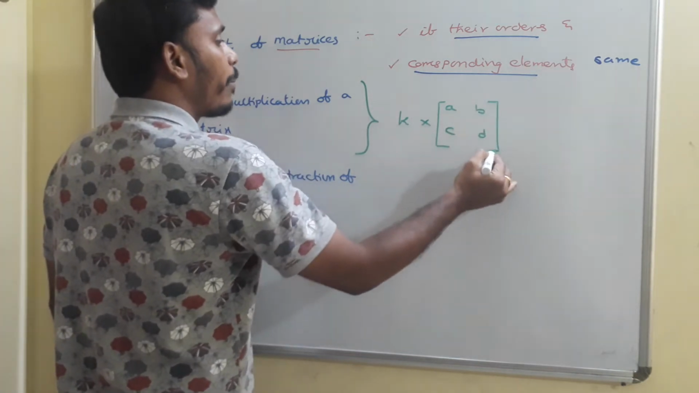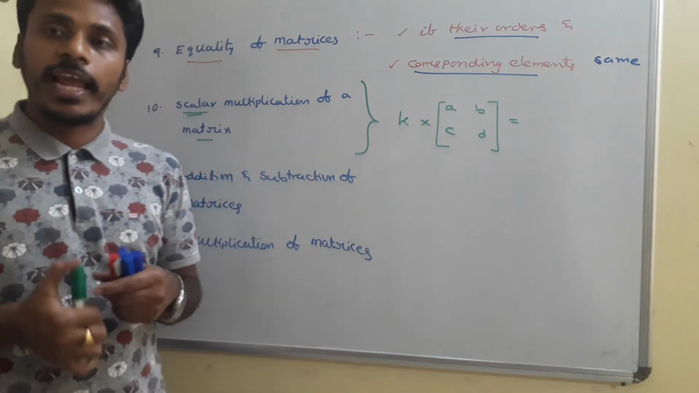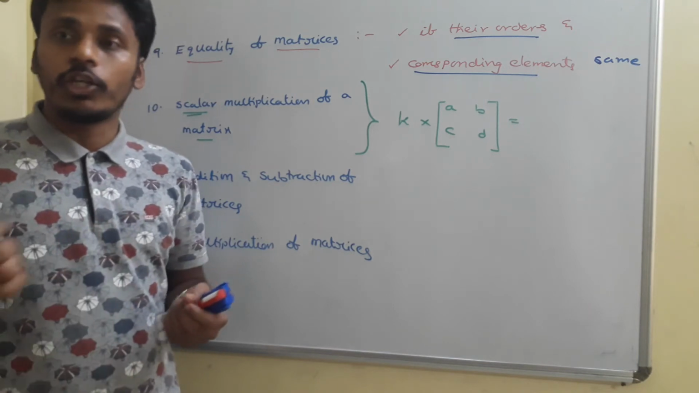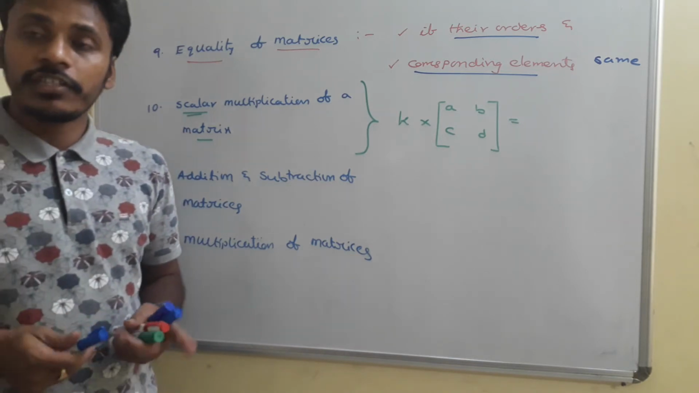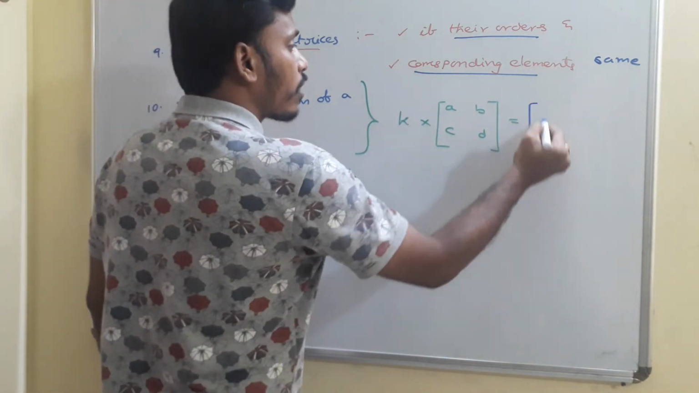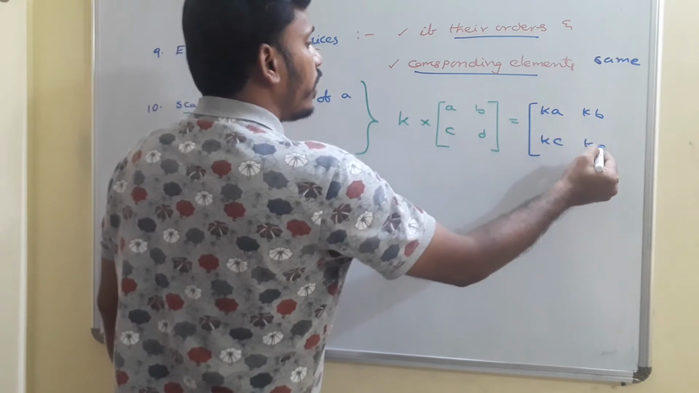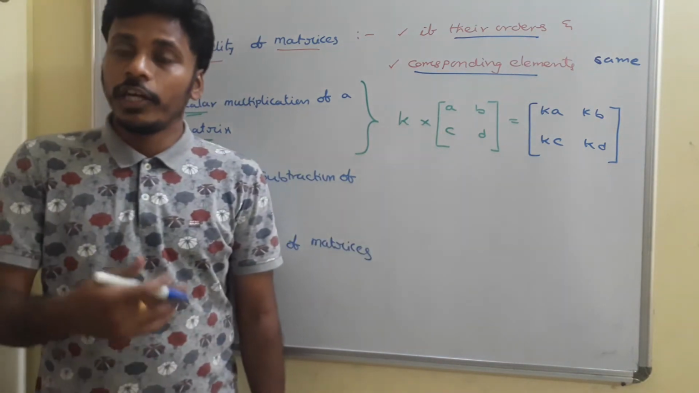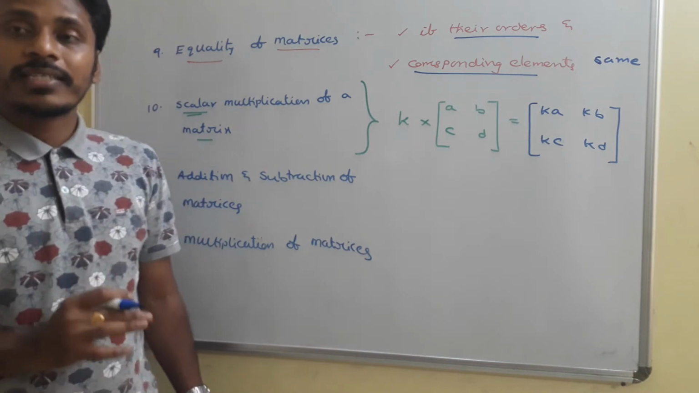The multiplication of this number k with the matrix a, b, c, d is defined. The scalar multiplication is defined actually, and we need to accept that definition, and further we need to move using that definition to solve the problems. The definition is just this: if you multiply a number k with the matrix, it becomes ka, kb, kc, kd. We need to distribute that k to each and every element of the matrix. We need to multiply each and every element of the matrix with that particular k. That is simply scalar multiplication.